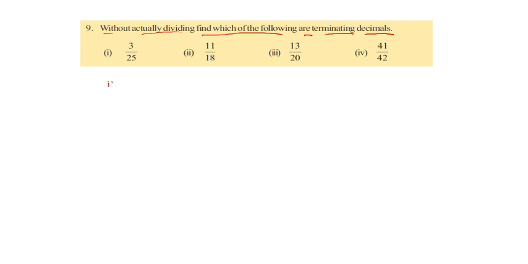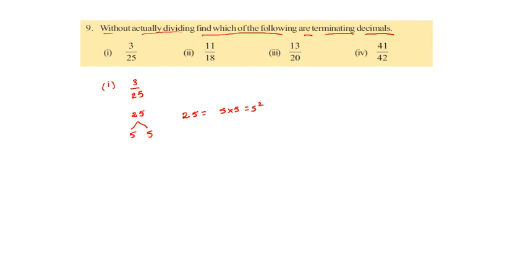We take the first one, 3 by 25. Here, what is the denominator? 25. You may divide it into prime factors and observe it. 5 fives are 25. That means 25 is equal to 5 into 5, that is equal to 5 square.